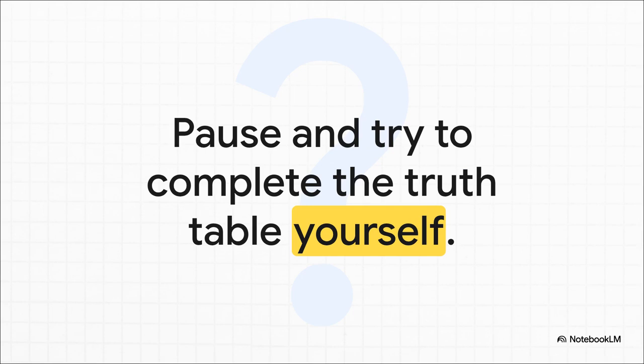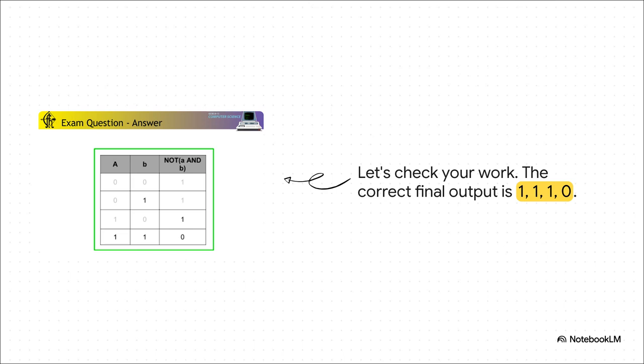Okay, now it's over to you. This is the perfect time to test yourself. Pause the explainer, get a piece of paper, and see if you can fill out that truth table. Go on, give it a go. Right then, how did you do? Let's check your answers. The final output column should be 1, 1, 1, and 0.